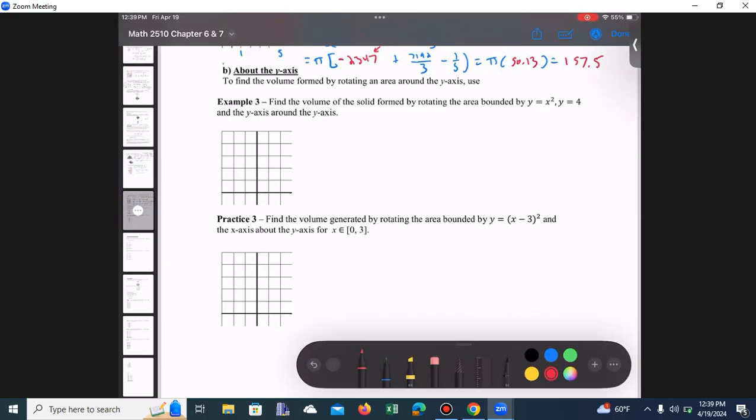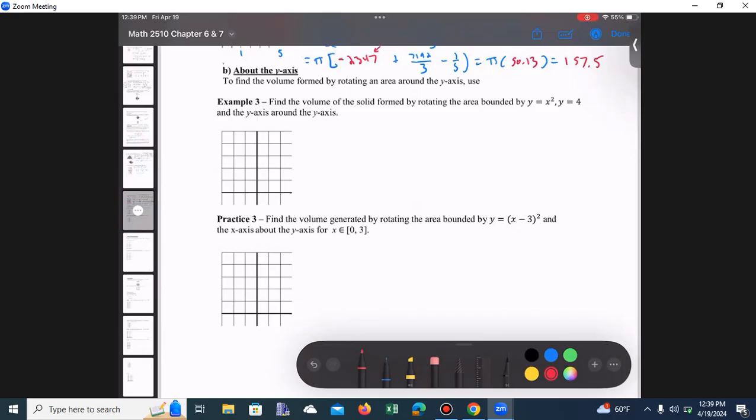What we were doing before, we were rotating a function about the x-axis, and using disk we would find the value. Now we're going to rotate this function about the y-axis and using disk find the value. So the idea is very much the same.